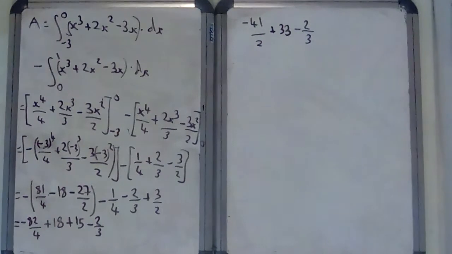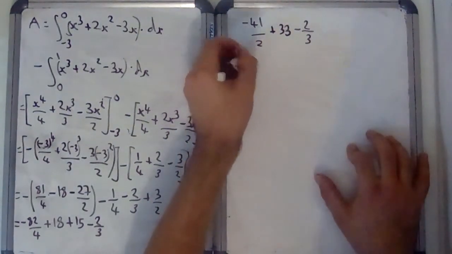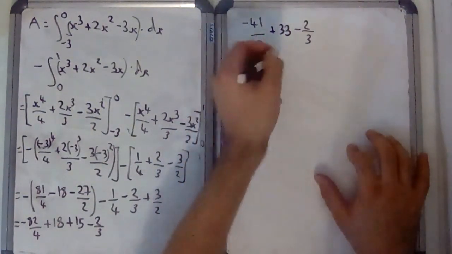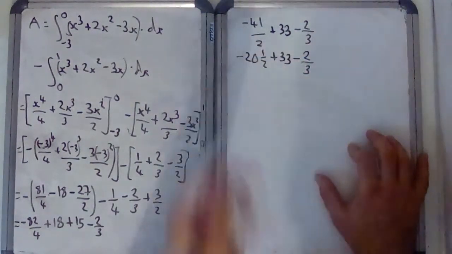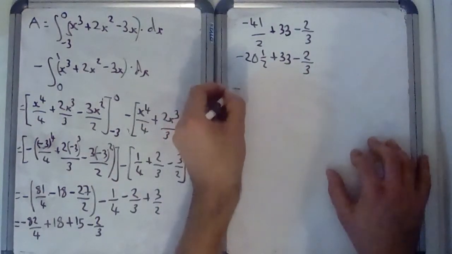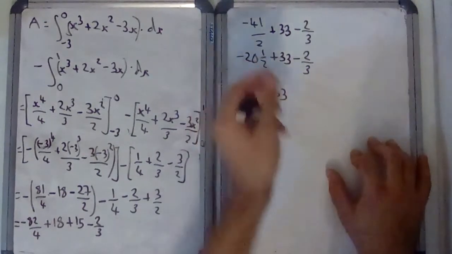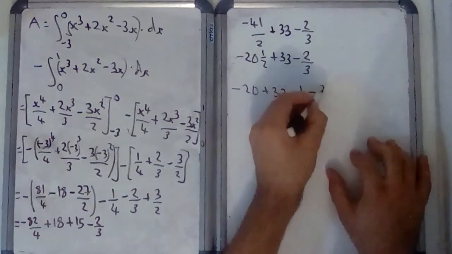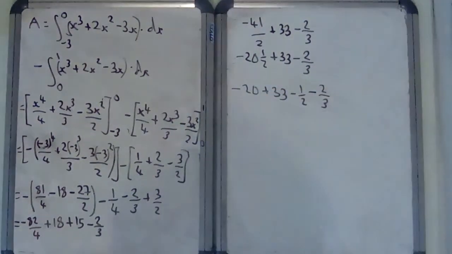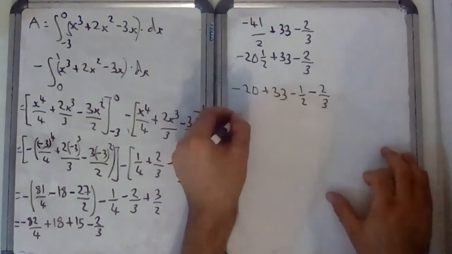Minus 41 over 2, well, 20 times 2 is 40, so this must be minus 20 and a half. Plus 33 minus 2/3. So that is minus 20 plus 33 minus a half minus 2/3. So minus 20 plus 33 is 13, so equals 13.